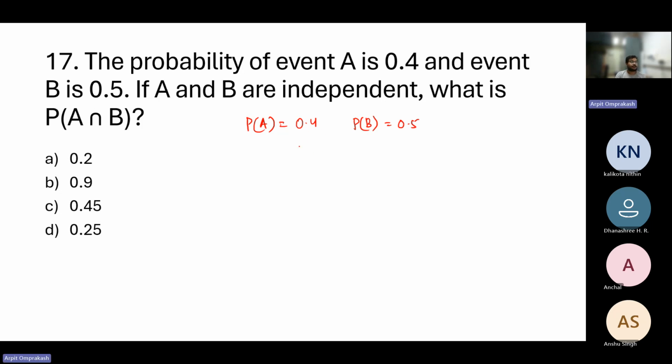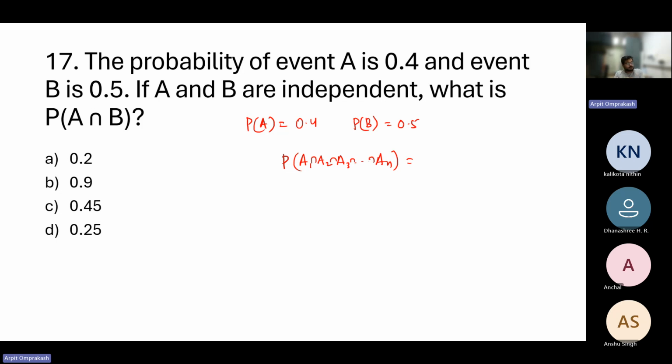But in cases of independent events, what we know is if you have n independent events, let's say A1, A2, A3, up to An, and you want to look at the intersection of that, right? So all of them are independent of each other, so the probability of one of them happening does not affect the probability of any other thing happening, right?